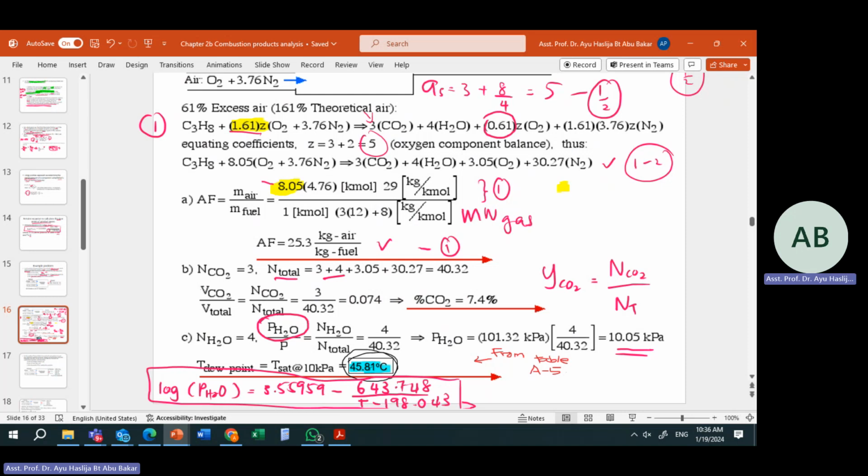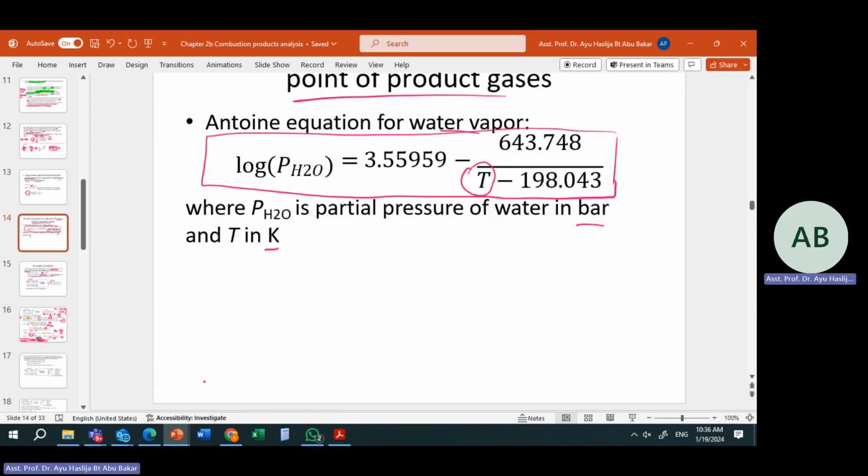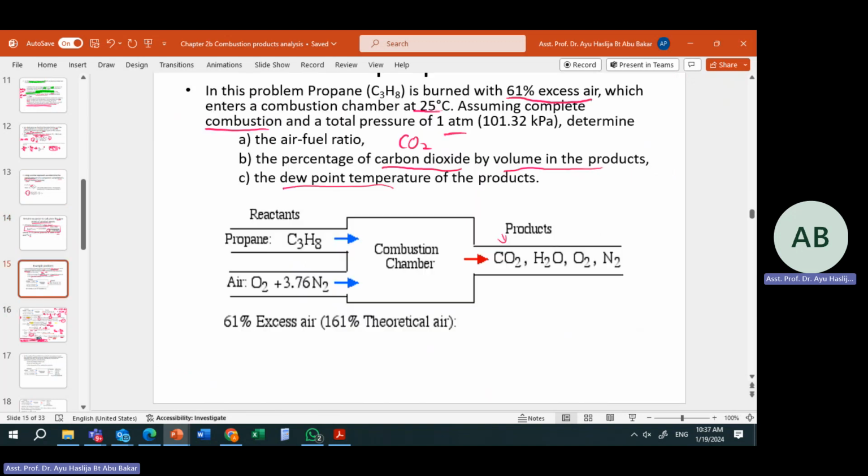Sorry, ini kita tak guna Antoine equation lagi. Kalau guna Antoine, berapa dapat? 90 something. Convert the pH2O to bar. Sebab tadi from this statement, P in bar, T in Kelvin.